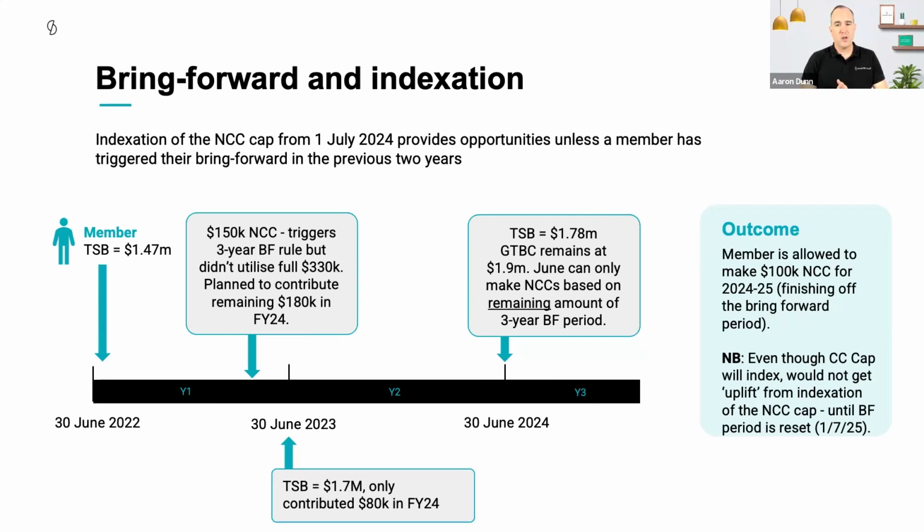So in essence, where you have a client that has triggered the bring forward rule prior to 30 June 2024, and they're either in a 3-year or a 2-year period, we need to see out the current threshold at either 330,000 or 220,000, where that may have been the case. So there is no ability to get an uplift from the indexation until we get to the point in time in the future where that bring forward period is ultimately reset.